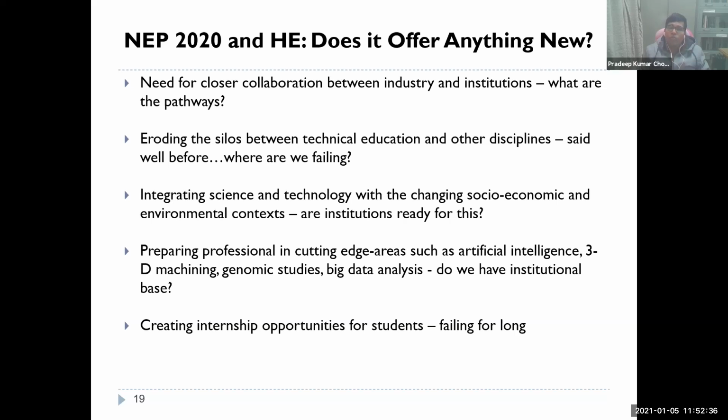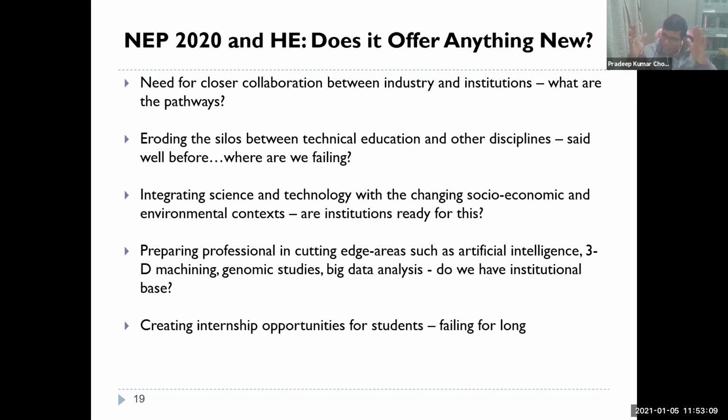The need for closer collaboration between industry and institutions is emphasized in NEP 2020 in engineering and technical education. But what are the pathways? We are still waiting to see how they are going to do that. That is being emphasized in several other reports and documents, even the Knowledge Commission and the Rao Committee report on technical education and several other reports. They have clearly said that this is the case. But we failed drastically. But what are the different pathways that we are going to take? That is still awaited.